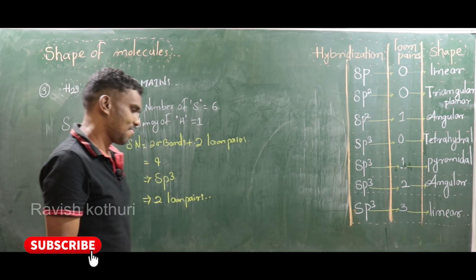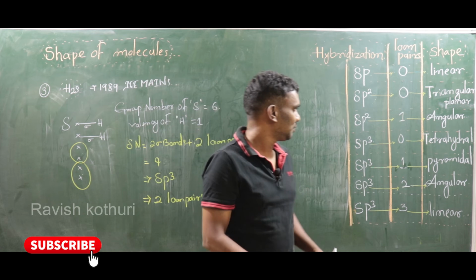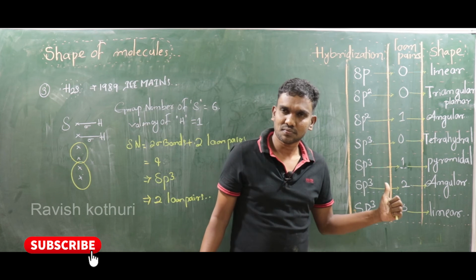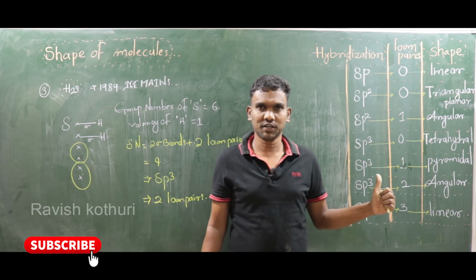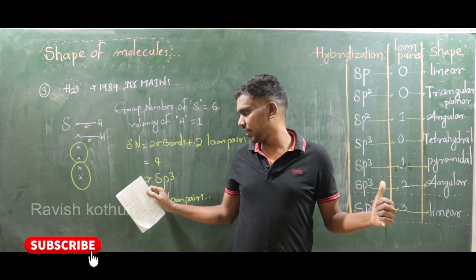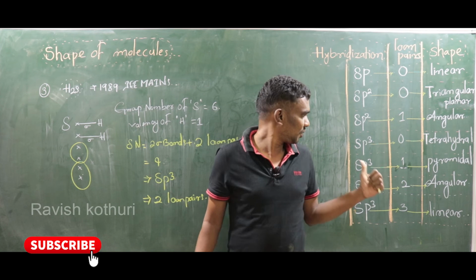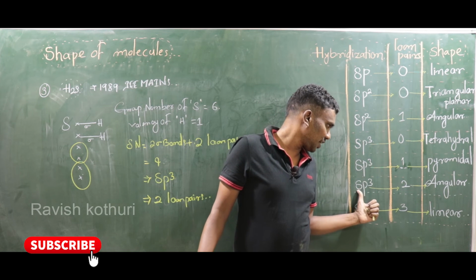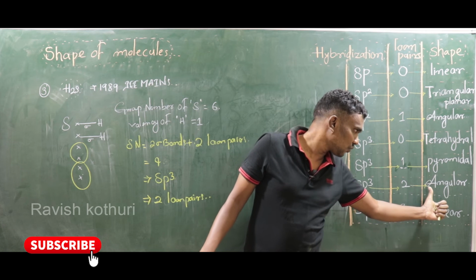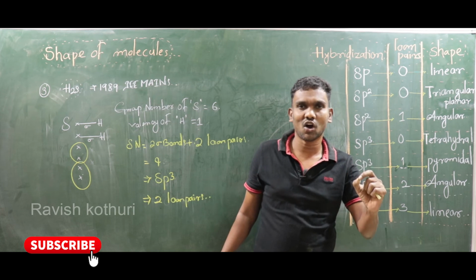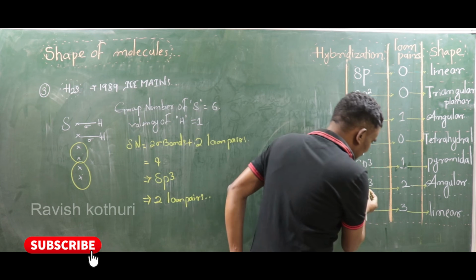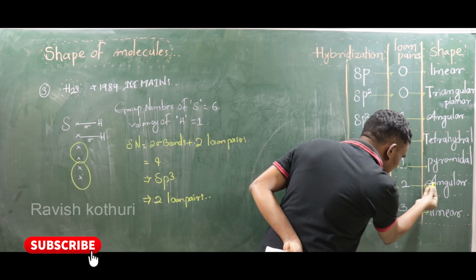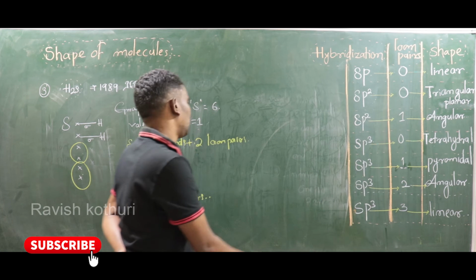See here. Now observe, coming to the table. Here, observe carefully. Coming to the point. sp3 hybridization with the 2 lone pairs. Observe carefully. Check it out here. sp3 hybridization with the two lone pairs. So what is the shape? Angular. If any compound is sp3 hybridization with the two lone pairs, the shape of molecule is angular.